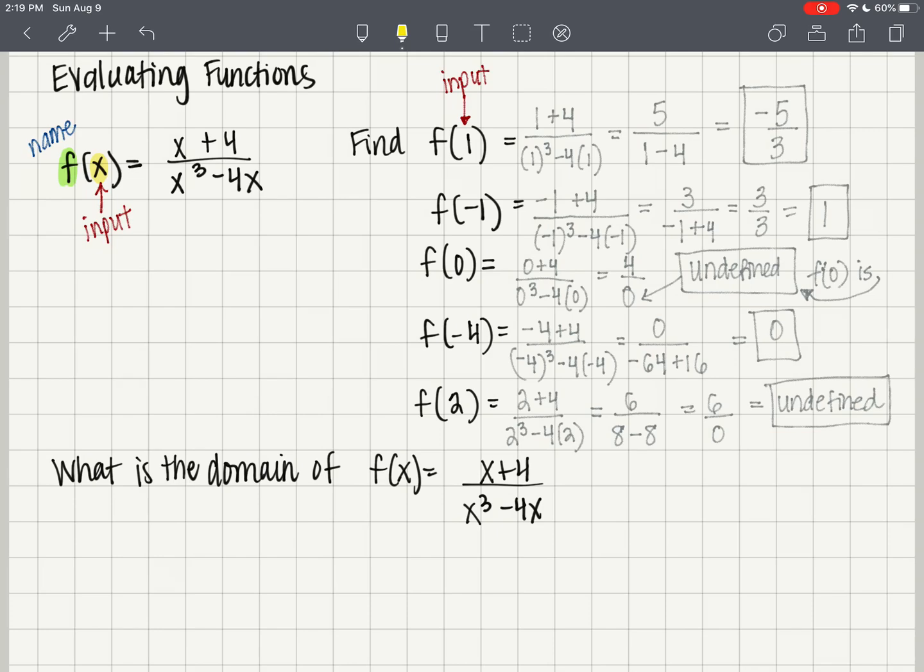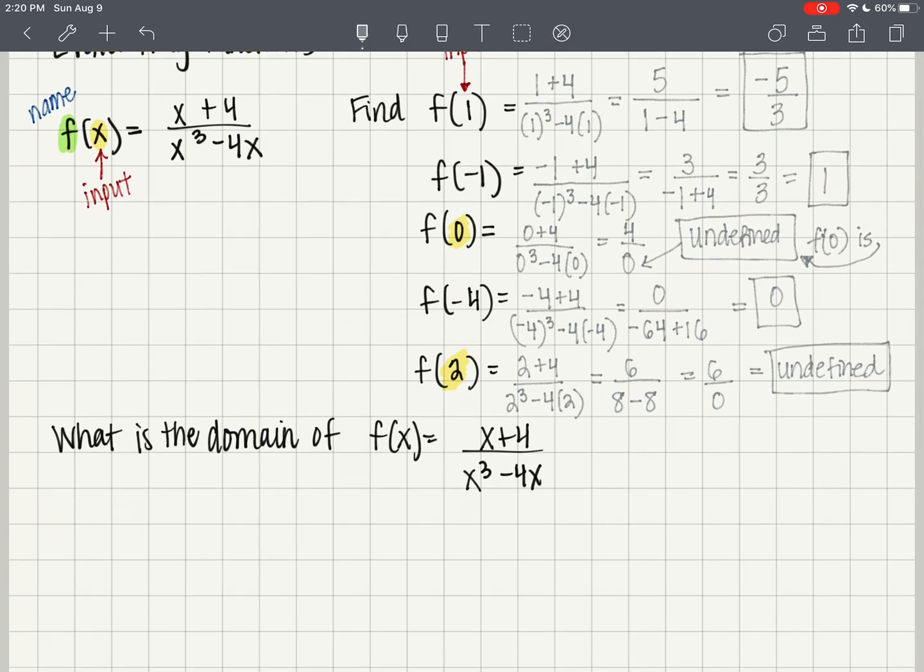This is interesting. I'm going to say 0 was a problem. That was an input that was a problem. And 2 was an input that was a problem. How can we determine if those are the only two problems? Is there another one out there?